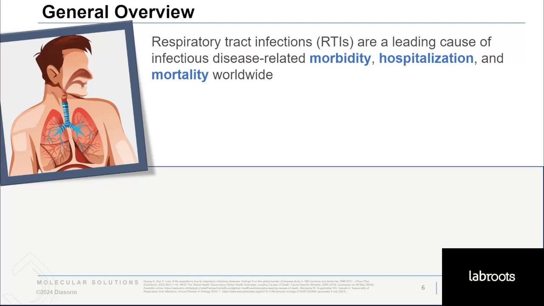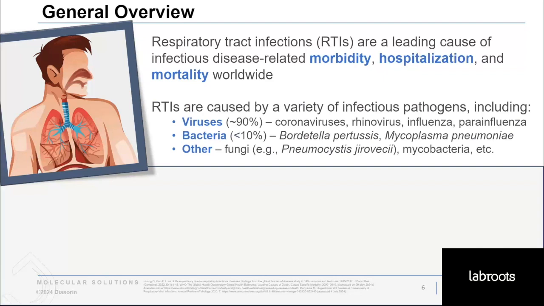So respiratory tract infections are a significant global health concern due to their high rates of illness and death. Most respiratory infections are caused by viruses, followed by bacteria and other pathogens such as fungi or even mycobacteria, or even a combination of these, leading to co-infections. Now, the incidence of these infections varies with the season, with some typically occurring during the fall and winter, such as influenza, and other infections more common during summer, while others occur all year round.